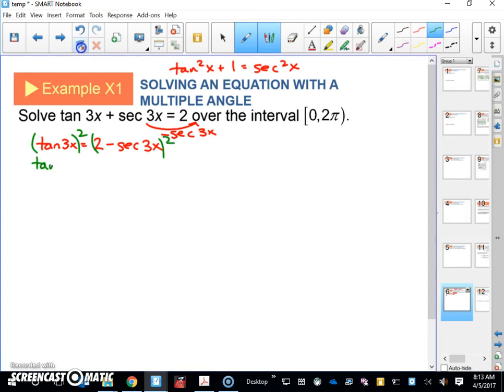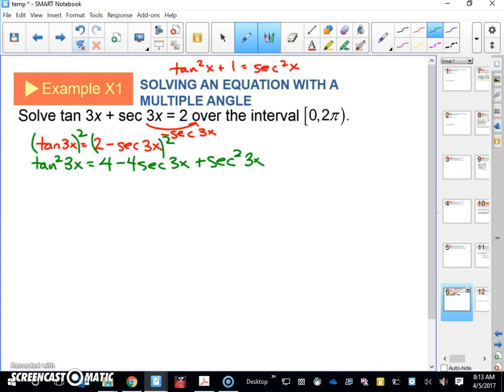So on the left, we'll have tangent squared 3x equals, and I'm not going to show the work to FOIL this out just because I want to save time. If you square this, it's not as simple as distributing the 2. You can't distribute the exponent. You're going to have to expand and FOIL it out. You're going to end up getting 4 minus 4 secant 3x plus secant squared 3x. And again, if you don't know where that came from, then just expand it and FOIL it out.